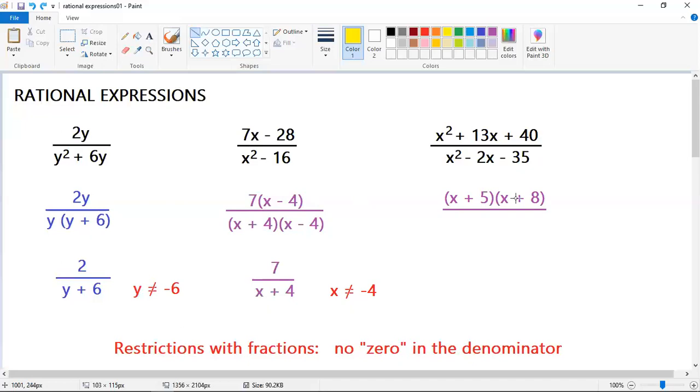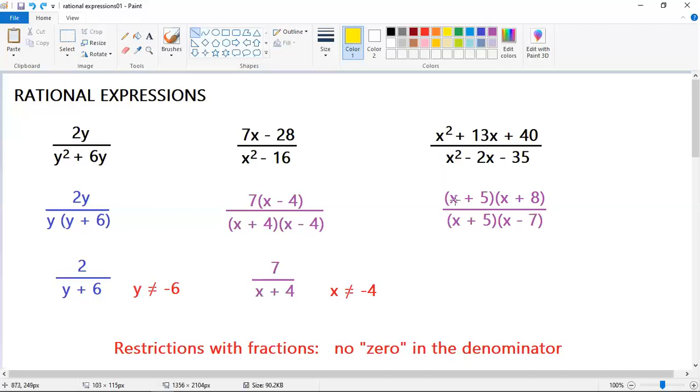So we will have those factors: x plus 5, x plus 8. 5 times 8 is 40. 5 plus 8 is 13. Yes, these are the factors of this trinomial. Now, factors of 35 would be 1 and 35 and 5 and 7. 5 and 7 will work with the negative 2 here. So we will have these factors as x plus 5, x minus 7. 5 times negative 7 is negative 35. 5 plus negative 7 is negative 2. Yes, these are the factors of this denominator.